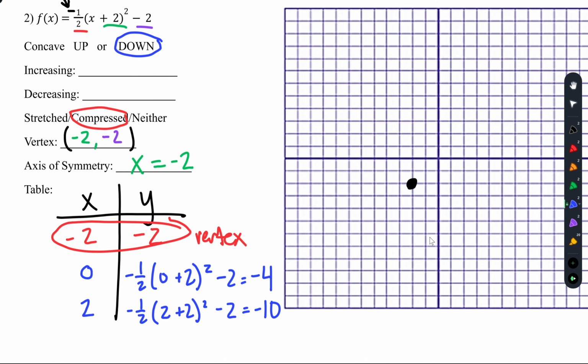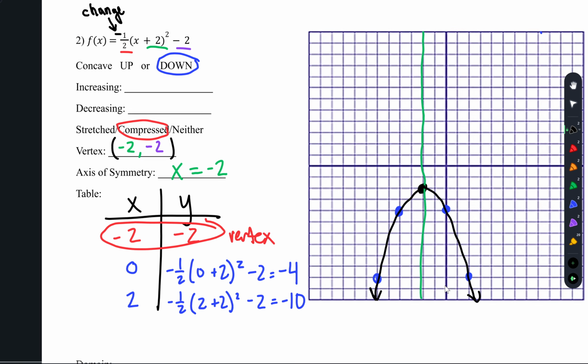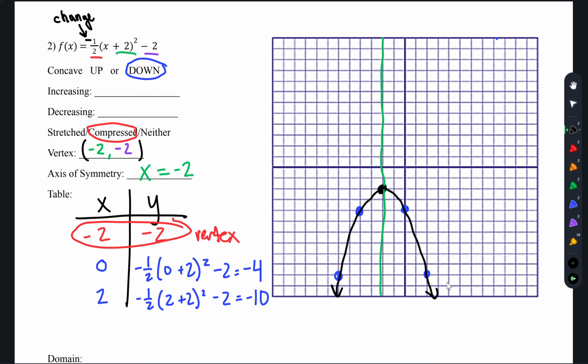And we're going to plot those points. So 0, negative 4 goes here. And then 2, negative 10 goes here. If I think about where my axis of symmetry is, I know that I'm going to flip those 2 points an equal distance on the other side. So here and here. Any questions there?